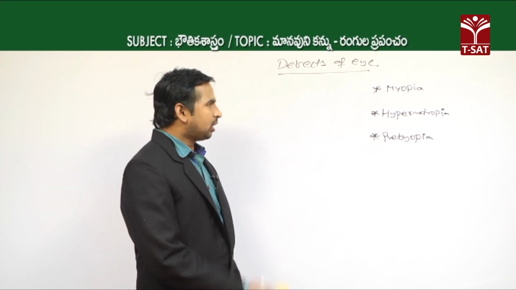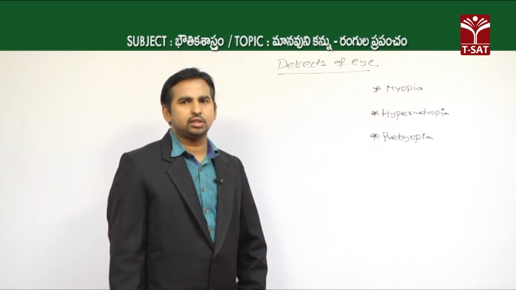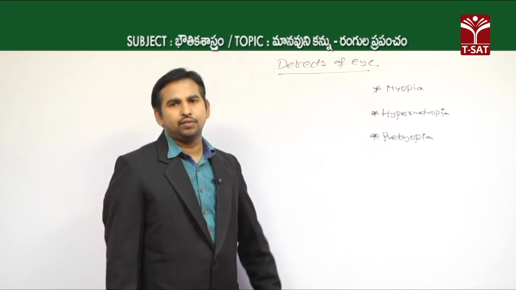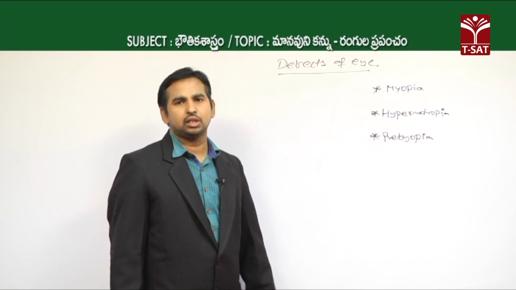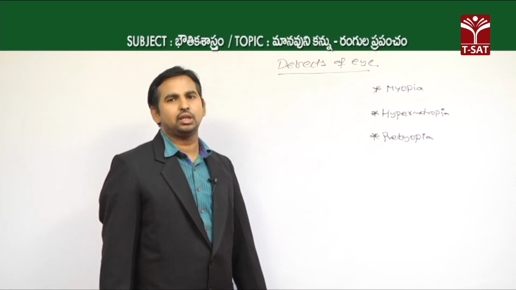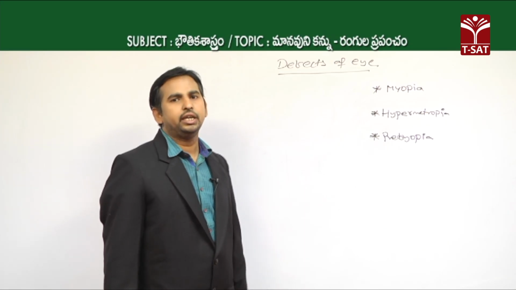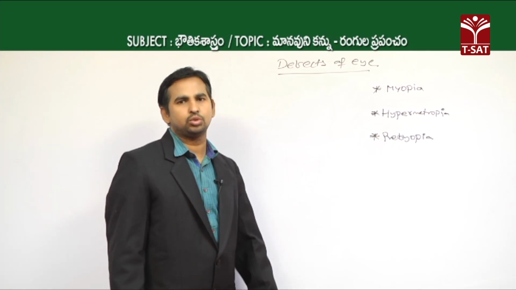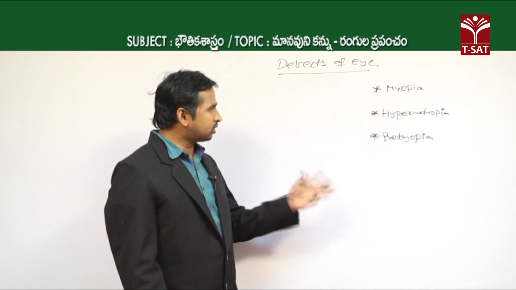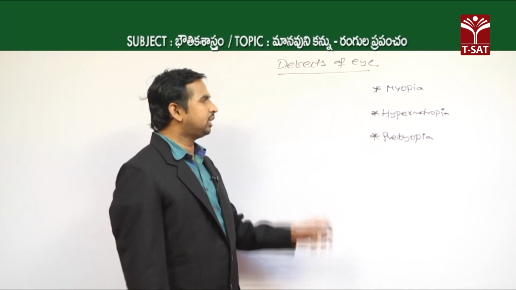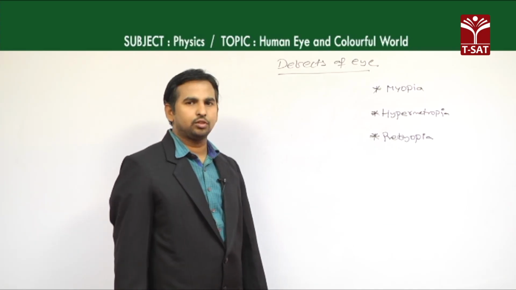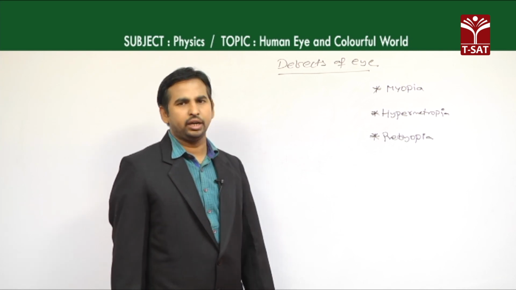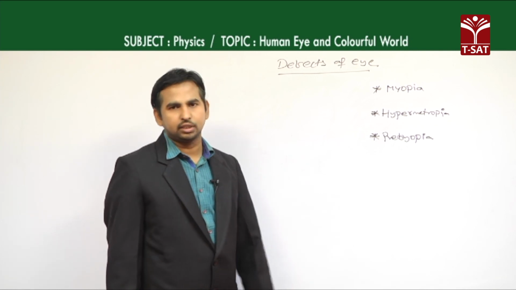Now, in the case of myopia, the short sightedness comes about because, whenever the ciliary muscles adjust the focal length of the eye lens, sometimes they cannot adjust it to the maximum, or they cannot adjust it to the minimum. Because of that, we get these three types of defects: myopia, hypermetropia, and presbyopia.